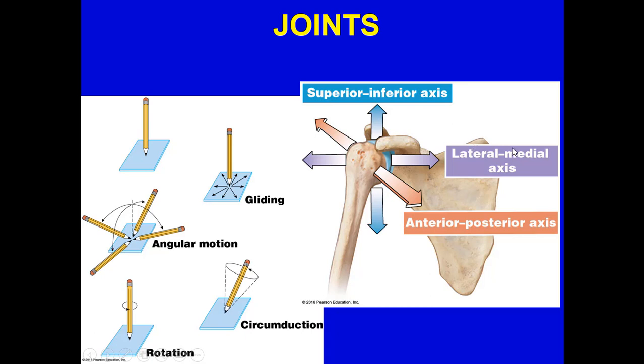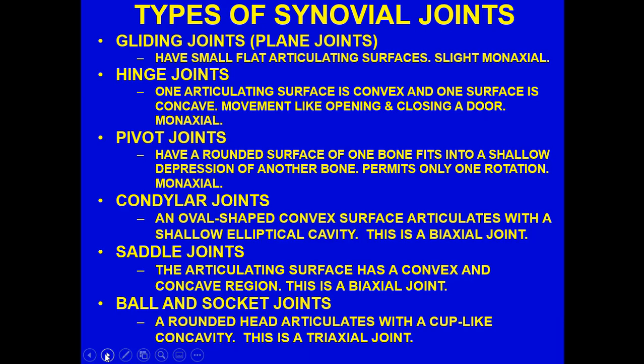Now, an example of what we would call, for example, a triaxial situation would be the shoulder joint. Okay? Superior, inferior, up, down. Lateral, medial, outward, inward. Anterior, posterior. So there you have all six directions, three axes. What I'm going to do now is spend a little time on each individual joint here.